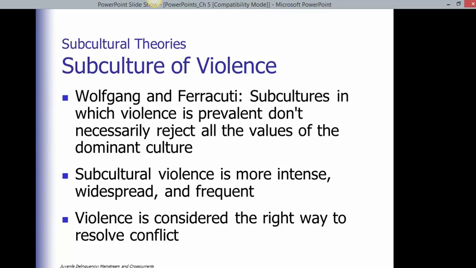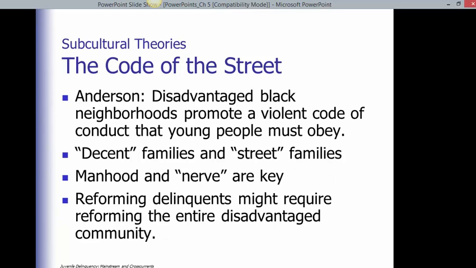Subculture of violence. Wolfgang and Ferracuti. Subcultures in which violence is prevalent don't necessarily reject all the values of the dominant culture. Subcultural violence is more intense, widespread, and frequent. Violence is considered the right way to resolve conflict.